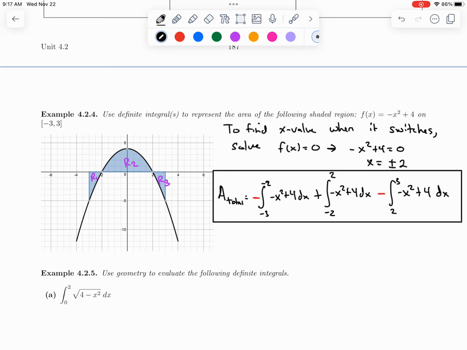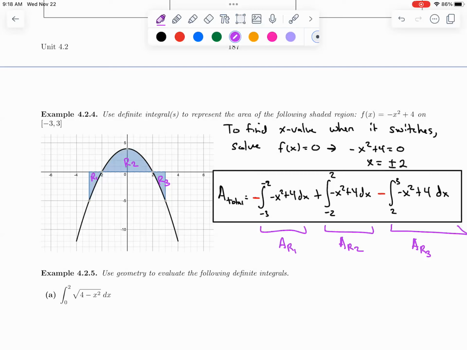So the first one is the area of R sub 1, this is A of R sub 2, and this is the area of R sub 3. You could write it as plus the negative, or you could just make it minus. Doesn't matter to me. I think this looks a little more official.